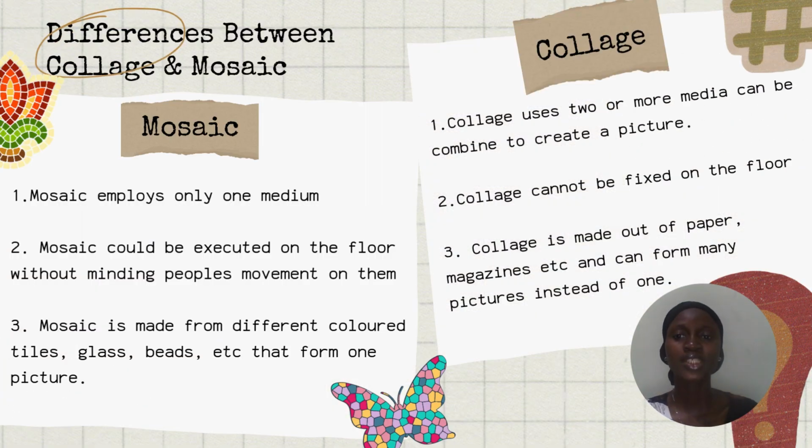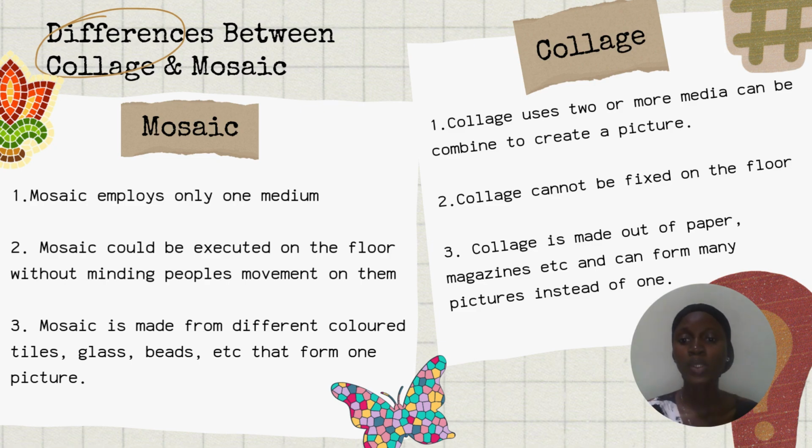Now let's talk about the differences between collage and mosaic. Number one, mosaic employs one medium, while collage uses two or more media, and then they can be combined to create a picture. Two, mosaic can be executed on the floor without minding people moving on them. Like I said earlier, they are made from durable materials which can withstand any harsh condition. But collage, on the other hand, cannot be fixed on the floor because it is made of paper and fabric.